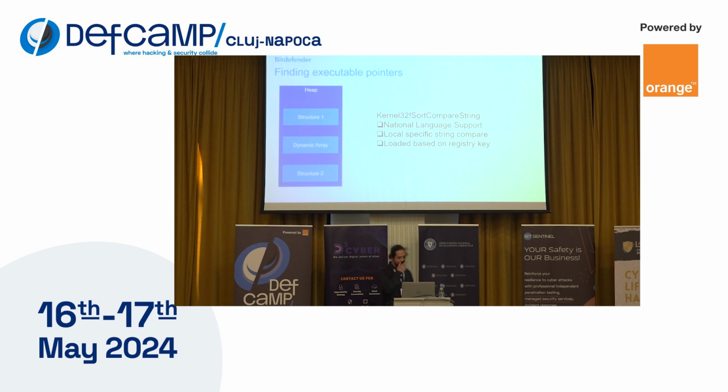Another interesting find on the heap was in this sort compare string, which doesn't really make sense to be a function pointer, but it is. And it turns out this is part of a system from Windows called National Language Support, where depending on your current locale, you would sort strings differently, and that makes sense. There's different ANSI encodings for different languages. And what happens is that this is controlled by a registry key. And depending on the value of that registry key and the loaded locale, it will load a DLL to deal with sorting strings or locale-specific string stuff.